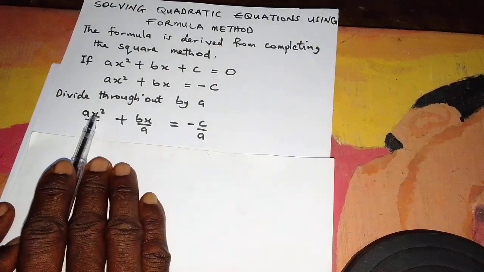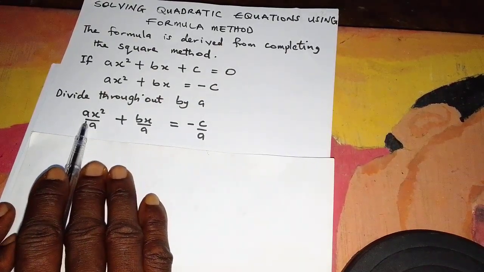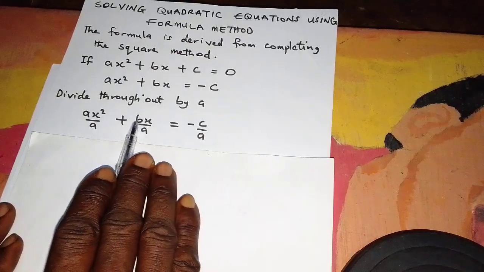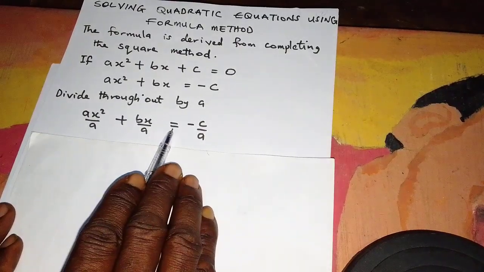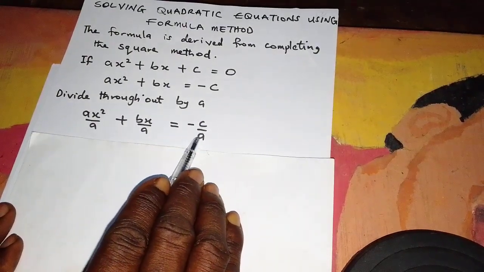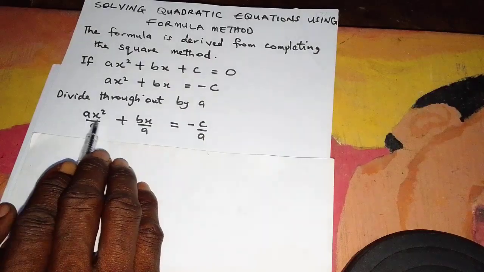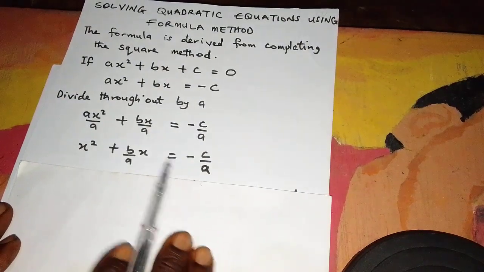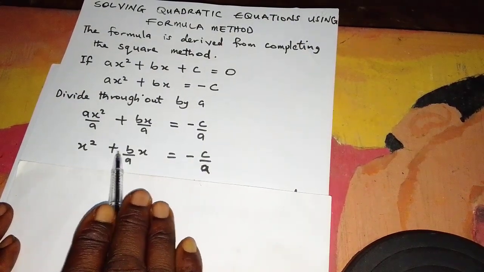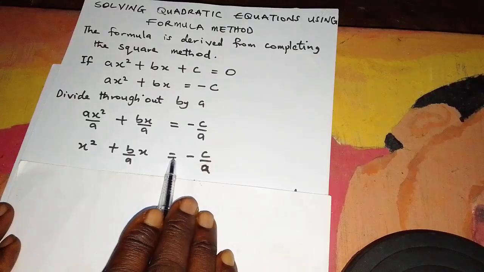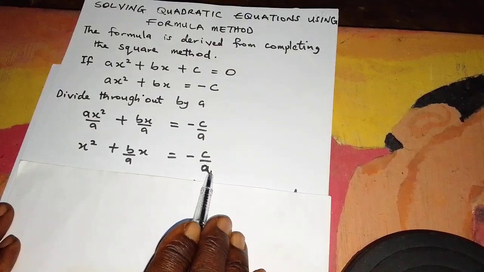So that means you now have ax squared divided by a plus bx divided by a is equal to minus c divided by a. So you realize a will cancel here, so you are left with x squared plus b over a x is equal to minus c over a.